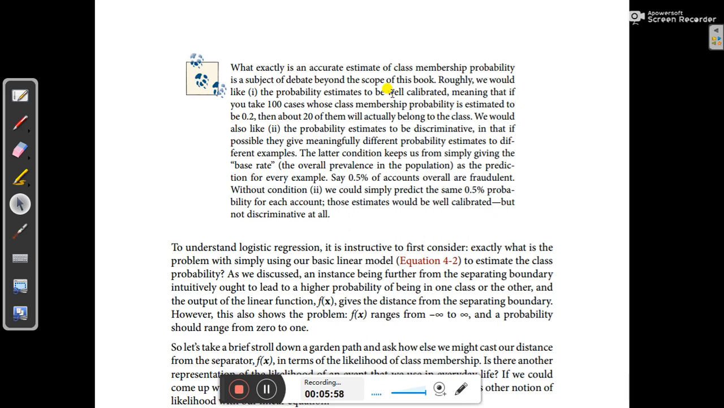But it also provides another problem, because f(x) ranges from minus infinity to plus infinity, while the probability value will be within the range of 0 to 1. So by having the probability estimation, we might not be able to measure the class.